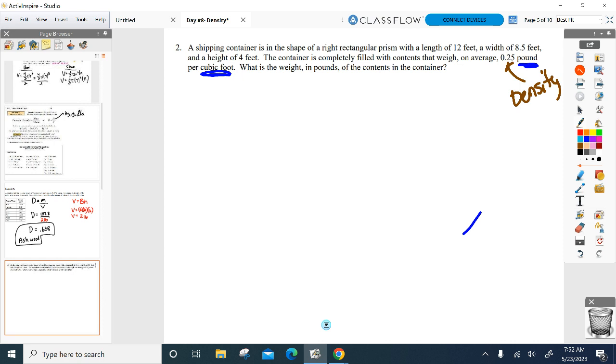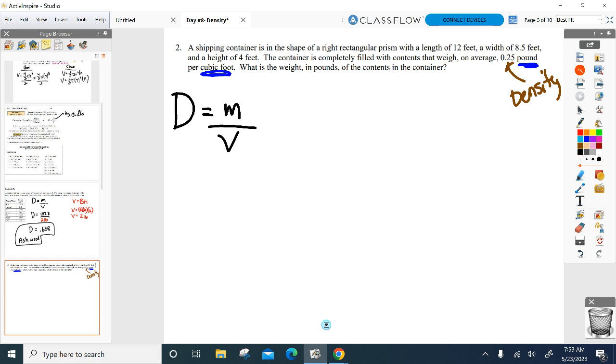Why? Because it's pounds over volume, cubic feet, right? Anything that's cubed, we said, was volume. So 0.25 is the density. I'm looking for what is the weight in pounds of this container. So go to our formula right now. D equals M over V.